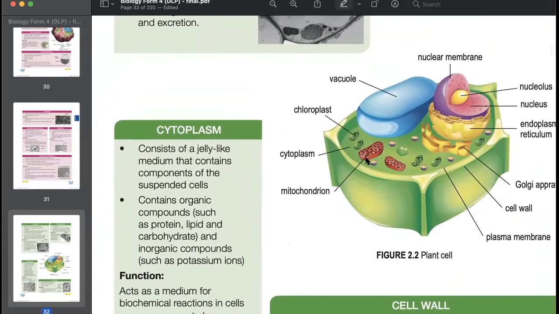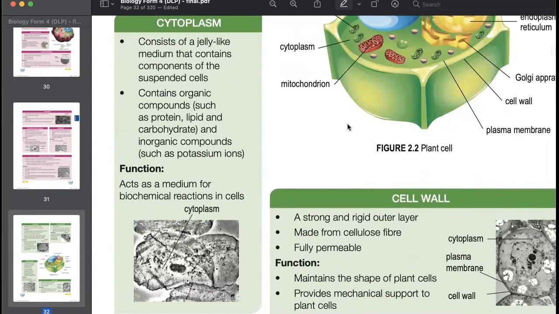Okay, and then cytoplasm. Cytoplasm pun cikgu tak nak bincang lah sebab we already discussed when you were in Form 1. I think it's very easy. Okay, cytoplasm is the place where biochemical reactions happen. Ataupun you can say that cytoplasm will allocate the components inside the cell. So apa dalam cytoplasm? Ada vacuole, ada chloroplast, ada mitochondria dan sebagainya.